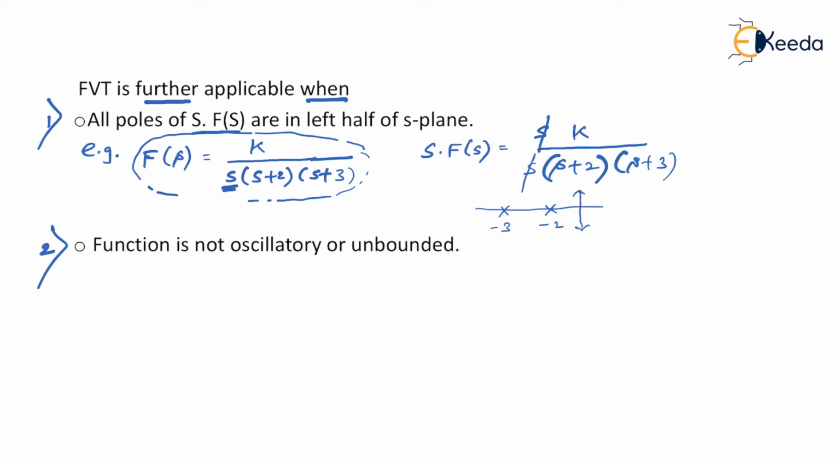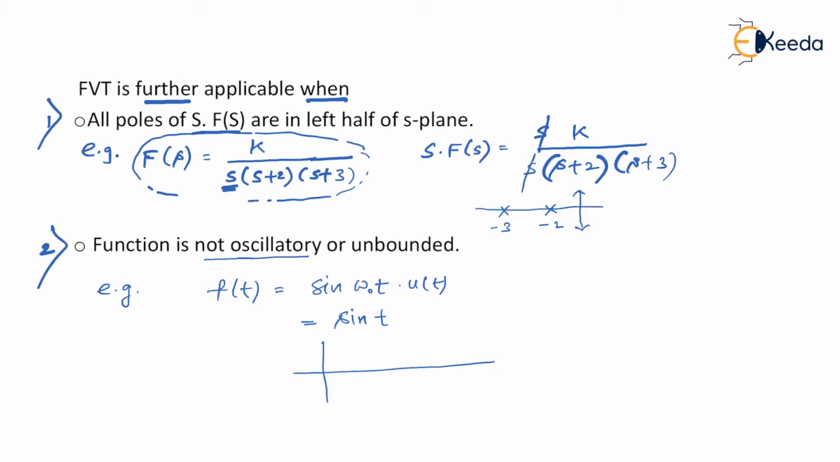The final value theorem is applicable only when the function is not oscillatory or unbounded. So if a function is oscillatory, then the final value theorem cannot be used. Let me give you an example. Suppose you have some function f(t), and let's say it is equal to sine of omega naught t. Let us assume omega naught equal to 1, so I can take it easily as sine of t. And if I want to plot sine of t, let me multiply it with u(t). So I'll take a right-handed signal.